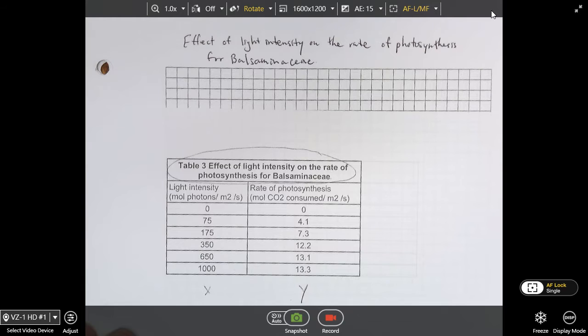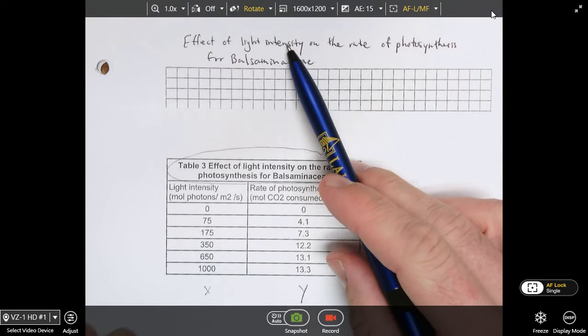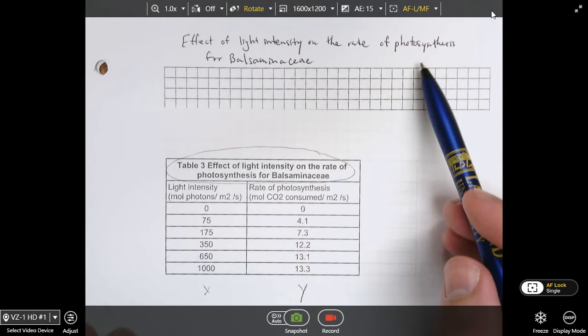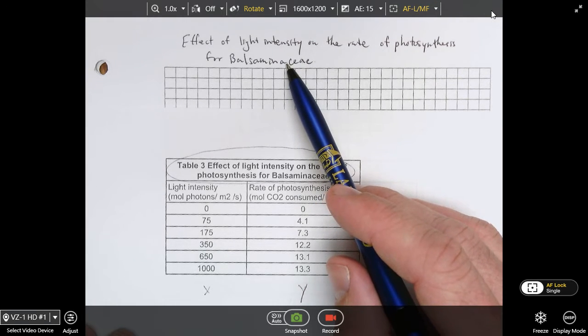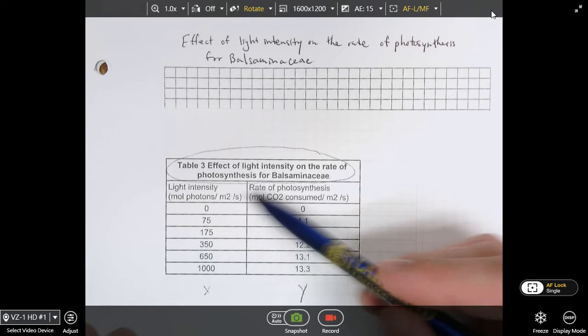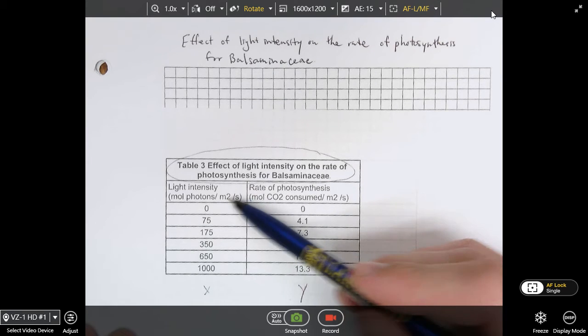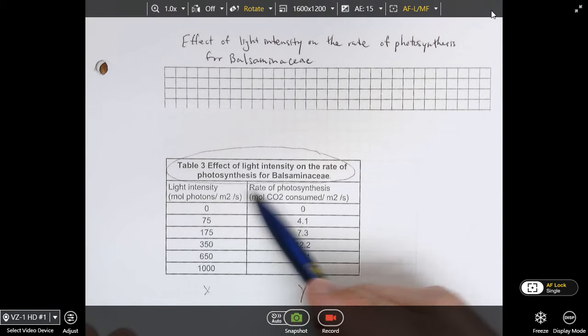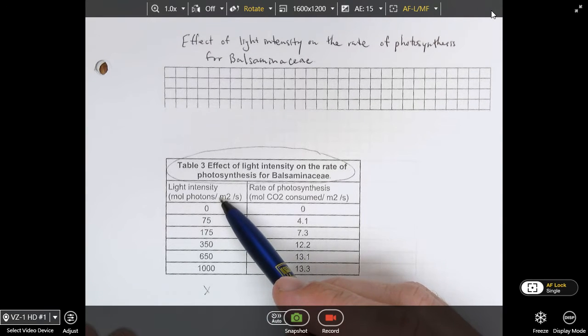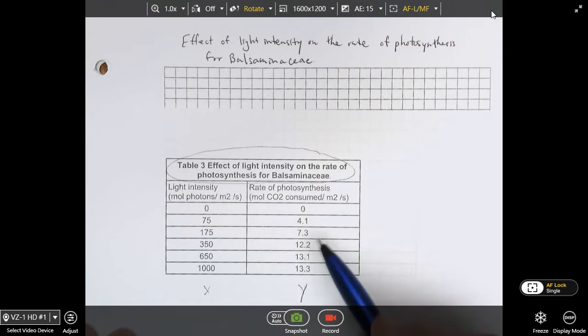All right, so we've got our three-part title: effective light intensity, which is our independent, the rate of photosynthesis is the dependent, and a little bit extra talks about what the type of plant is. The next two things that I would do in order is put my labels with their units on the X and Y axis. So X picks horizontal independent X axis.